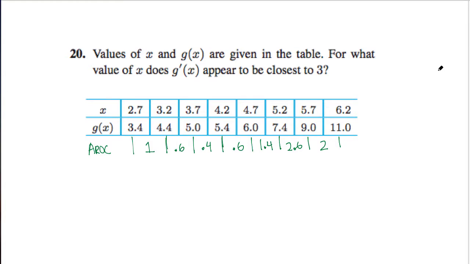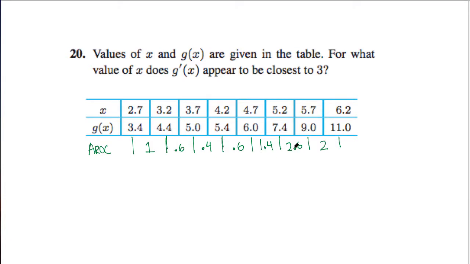So, for what value of x does the derivative appear to be closest to 3? Well, we can see from just the average rate of change that the average rate of change between these 2 points is actually the closest to 3. So we have to assume that somewhere near either 5.2 or 5.7, we will have our closest derivative value to 3. So the real question is, which side should it be on?